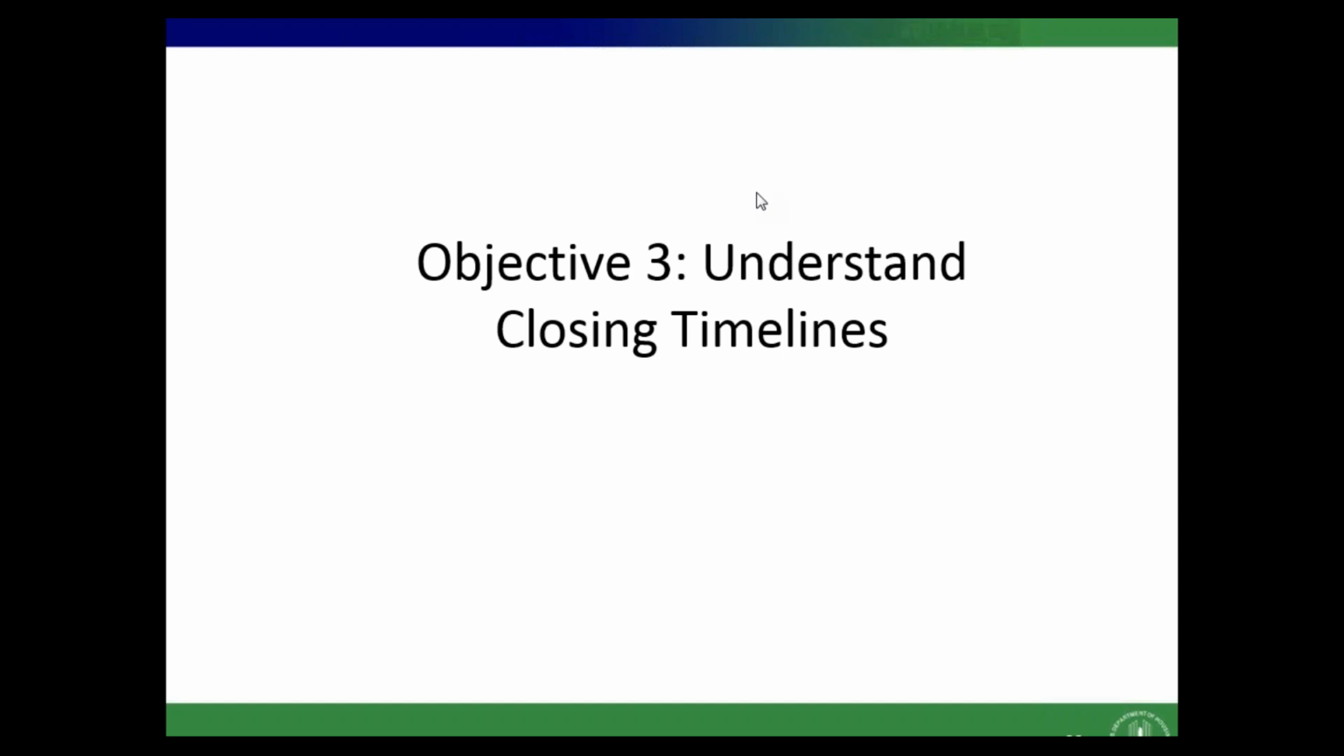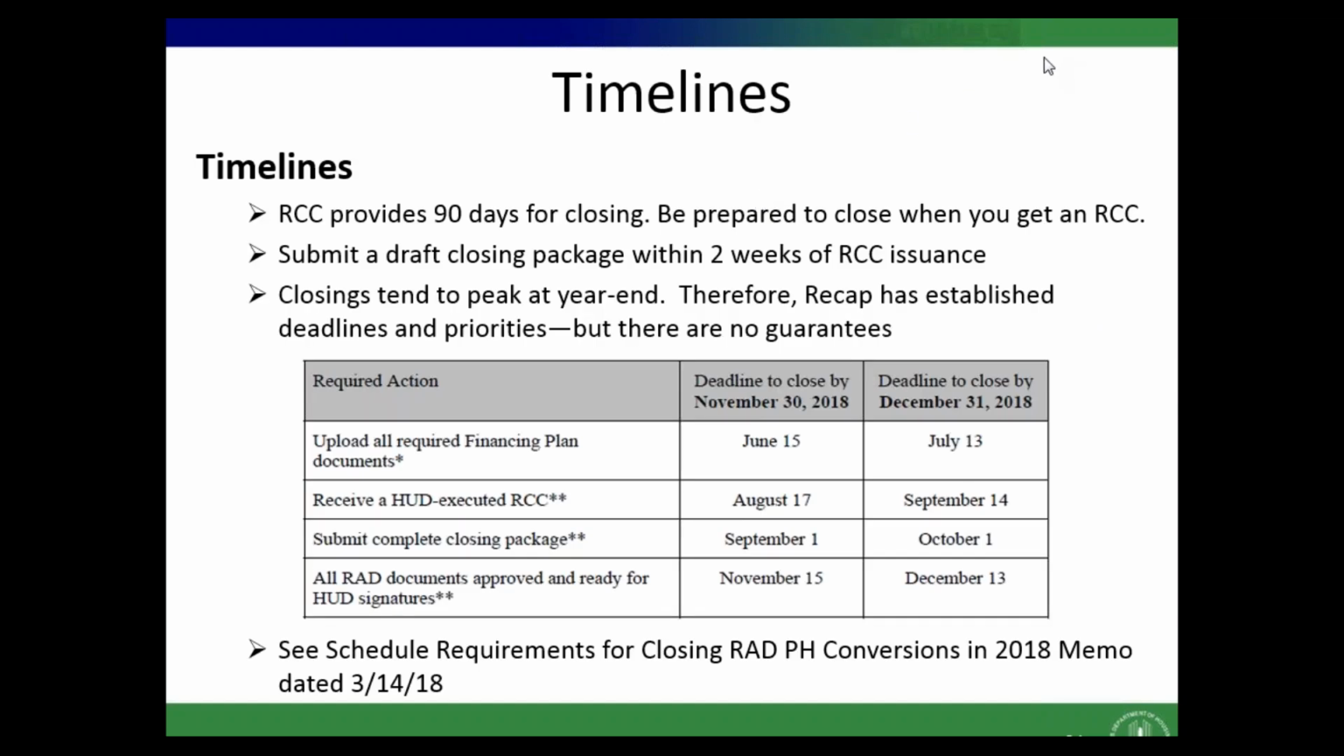Okay, closing timelines. We talked a little bit about it before, of what my ideal closing timeline would be for 8 weeks, but we have found every year of the program that the busiest closing season is in the fall, from, say, September to December. And we have established, through a memo that went out in March, milestones and priorities. So we are transparent about how we evaluate and prioritize transactions. Again, meeting these does not guarantee that you would be closed, but this information is available.